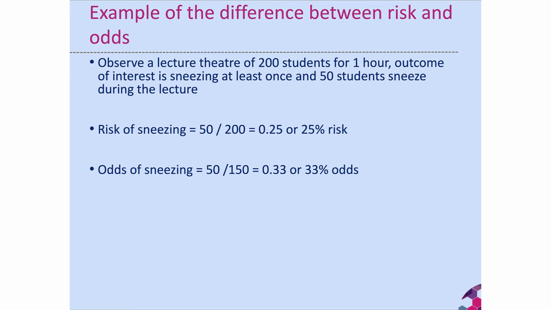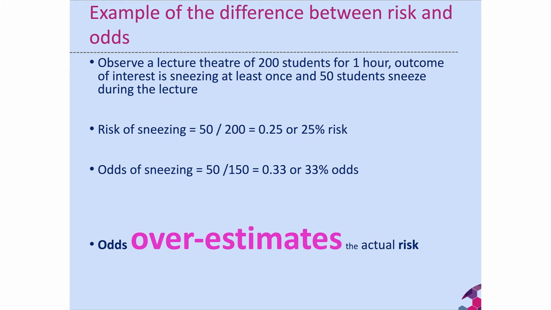But the odds of sneezing are 50 divided by 150, i.e. the number of students who did not sneeze, which is 200 minus 50. And that gives an odds of 0.33 or 33% odds. Now you can see here that the odds is greater than the risk. So odds generally overestimates the actual risk unless the risk is very small.